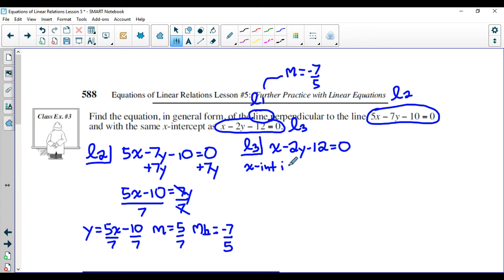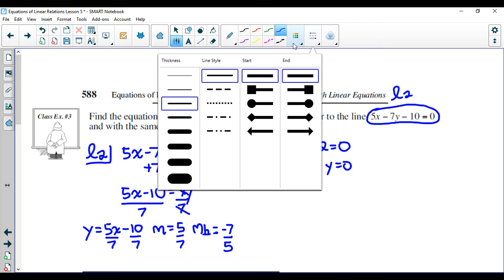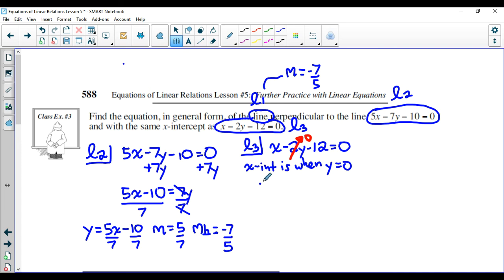Now, if we're calculating an x-intercept, the x-intercept of a graph is when the value of y is equal to 0. So in this equation, we're going to replace y with 0, which means that 2 times y would also be equal to 0. That leaves the equation as x minus 12 equals 0. To solve for x, just add 12 to both sides of the equation, and then your x-intercept is equal to 12.